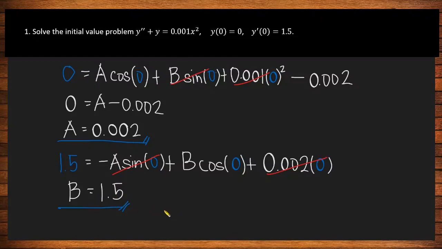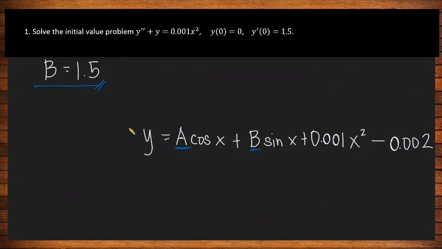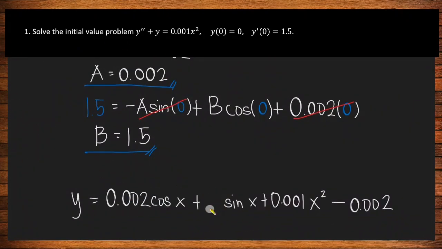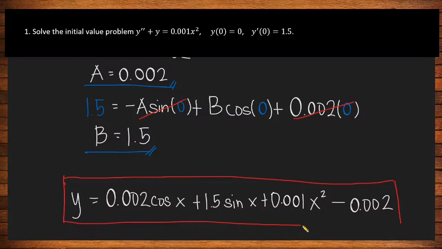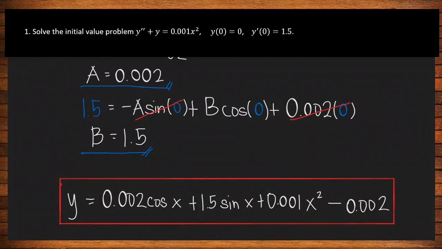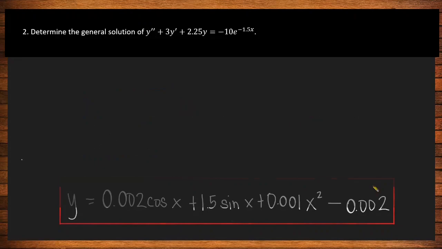Okay, so ngayon, ito na yung magiging value ng particular solution natin. So we will simply substitute the value of a and b here. So now we have y equal to 0.002 cosine of x plus 1.5 sine of x plus 0.001x squared minus 0.002. So, ito na ngayon yung particular solution doon sa initial value problem natin. So, next, let us move on to our second example.